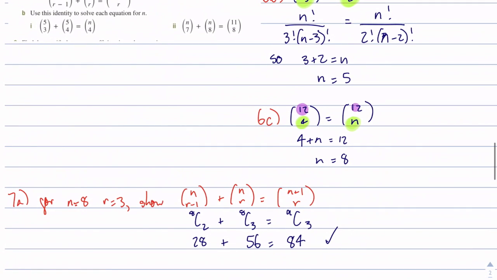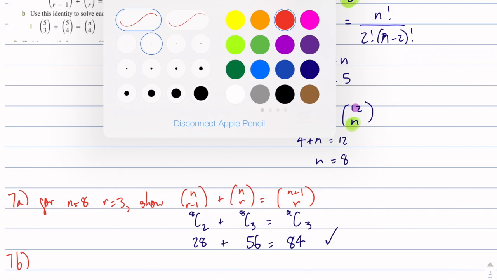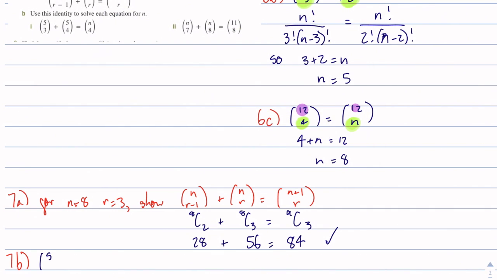7b says that we can then use this to show the other ones. So we've got 5C3, 5C4, and we're trying to find out what n is, (n+1)C4. They've written this incorrectly. No, they haven't.